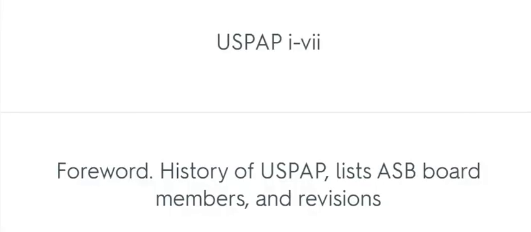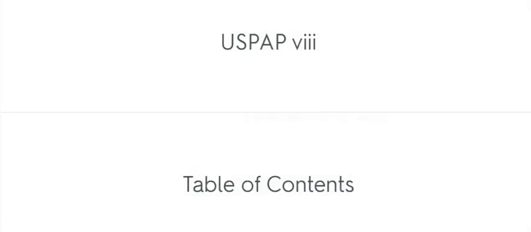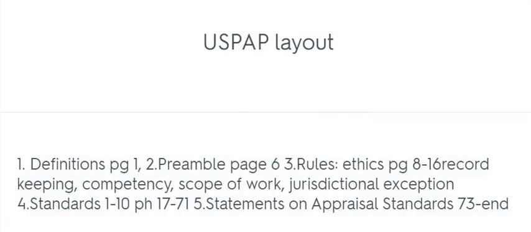USPAP IV: Foreword, history of USPAP, lists ASB board members and revisions. USPAP V: Table of contents. USPAP layout: 1. Definitions, pages 1-2. 2. Preamble, page 6. 3. Rules: Ethics, pages 8-16: Record Keeping, Competency, Scope of Work, Jurisdictional Exception. 4. Standards 1 to 10, including Telephone, pages 17-71. 5. Statements on Appraisal Standards, page 73. End.